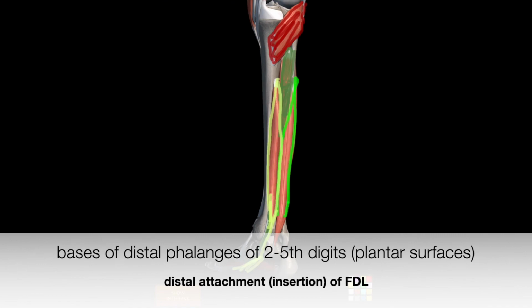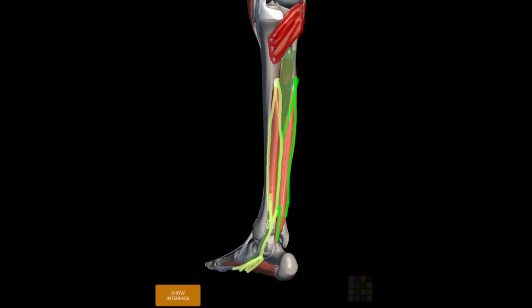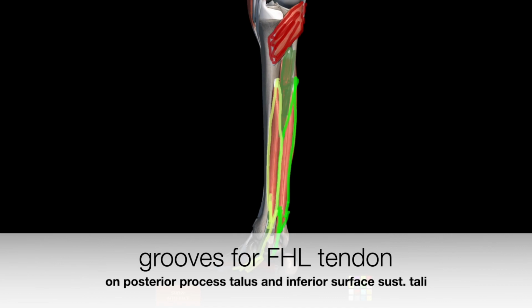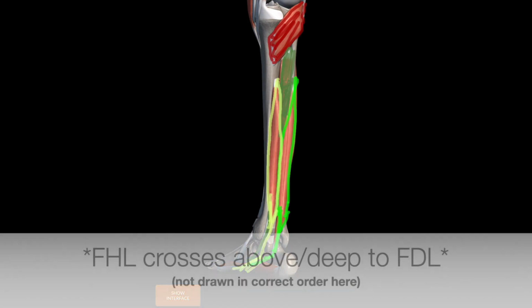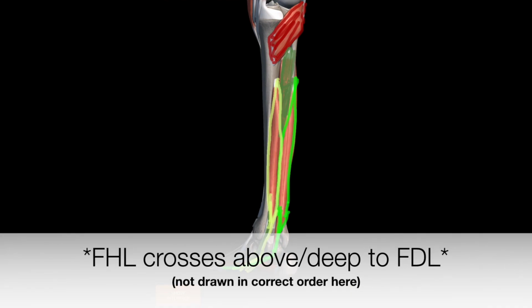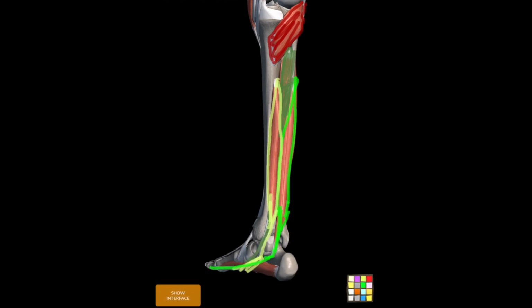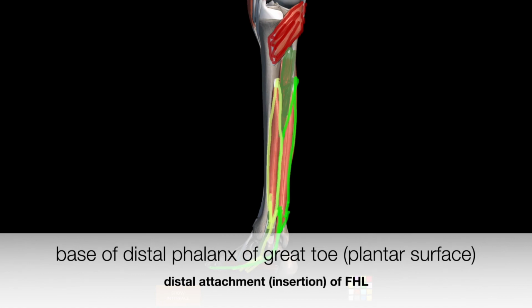to the bases of the four lateral distal phalanges, and the tendon of flexor hallucis longus runs more posteriorly in the groove on the posterior process of the talus, which carries on into the groove on the inferior surface of the sustentaculum tali of the calcaneus, and crosses the tendon of flexor digitorum longus in the sole of the foot, and it finally attaches distally to the base of the distal phalanx of the great toe.